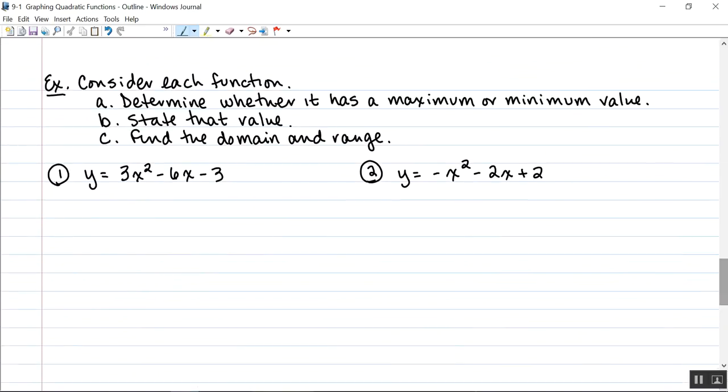Here's a couple more examples. In these we need to consider each function and first of all determine whether it has a maximum or a minimum value. We need to state that maximum or minimum value and then find the domain and range. Okay, so looking at this, a is equal to 3, and since that is a positive number, that means that my graph is going to open upwards like this, and my vertex is going to be a minimum.